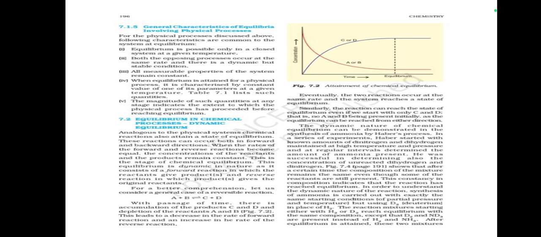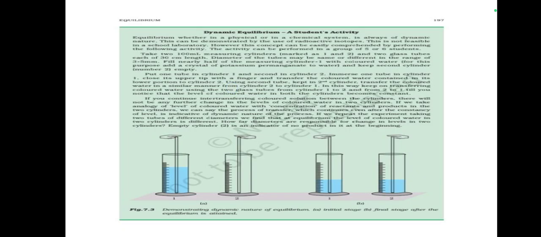Figure 7.2, attainment of chemical equilibrium. Dynamic equilibrium, or student's activity. Equilibrium, whether in a physical or in a chemical system, is always dynamic in nature. This can be demonstrated by the use of radioactive isotopes. This is not feasible in a school laboratory. However, this concept can be easily comprehended by performing the following activity.